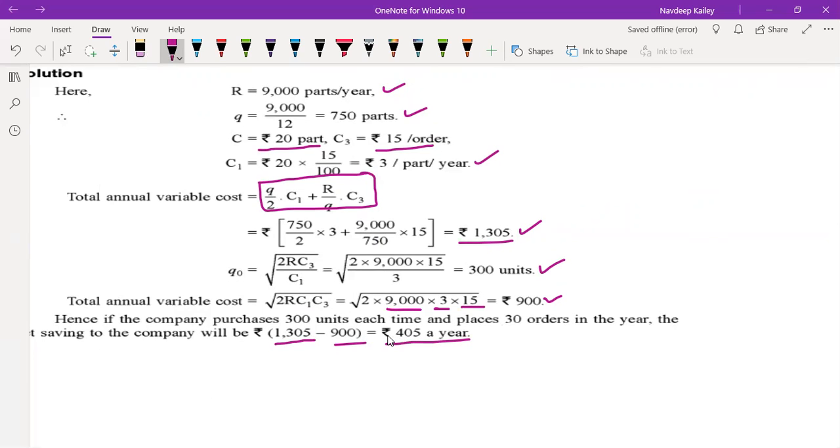Hence, if the company purchases 300 units each time and places 30 orders in the year, the net saving to the company will be rupees 405 a year.